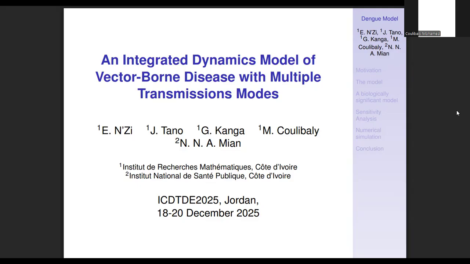My name is Coulibaly Mohamed, and I am a mathematics researcher at the Institute for Mathematical Research in Coulibaly. As part of our work to fight against dengue fever in Coulibaly, we have been working with Dr. Mian from our country's National Institute of Egypt to develop a model of the dynamics of vector-borne disease that takes into account all types of transmission, both vertical and horizontal.